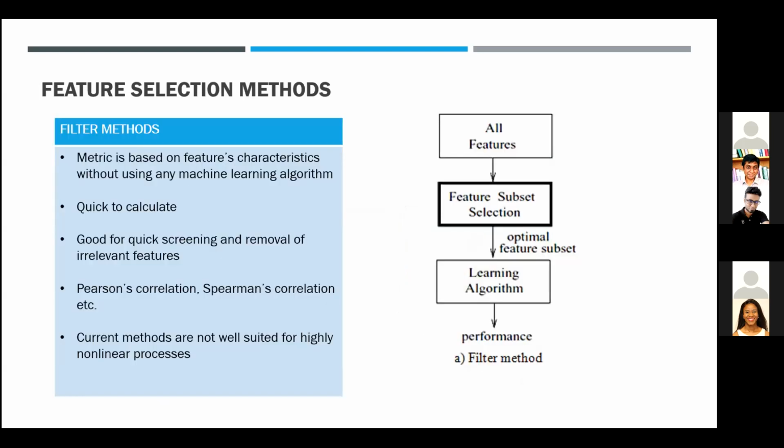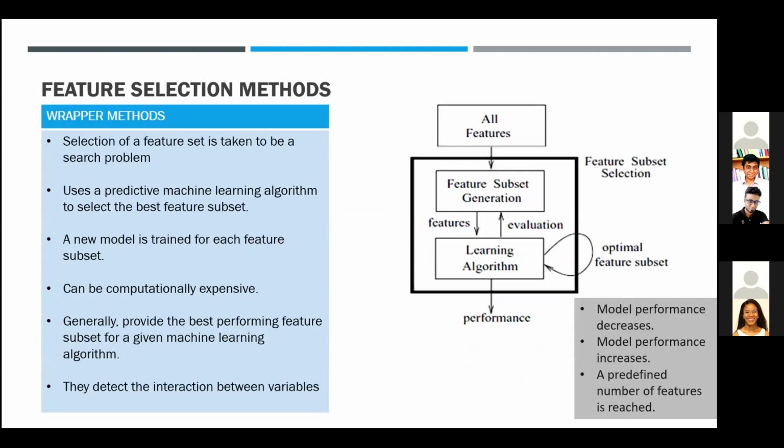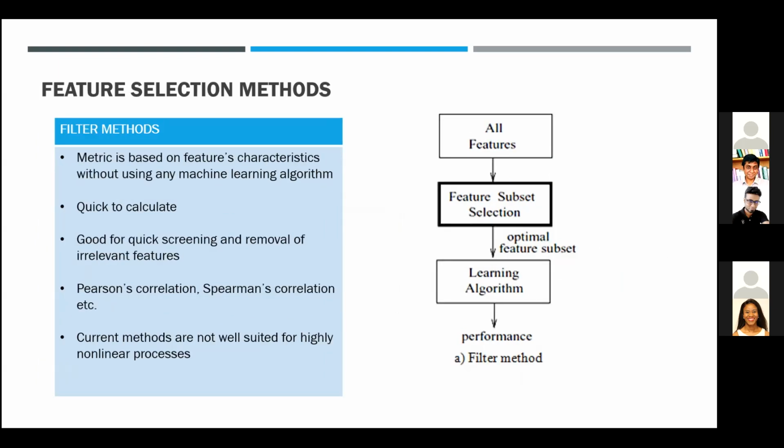Now, just to go through the common feature selection methods. The first one is filter methods. There are two main ones. I'll be talking about the filter methods and the wrapper methods, but I'll go much deeper into the wrapper methods. The filter methods, I think we are all familiar with.